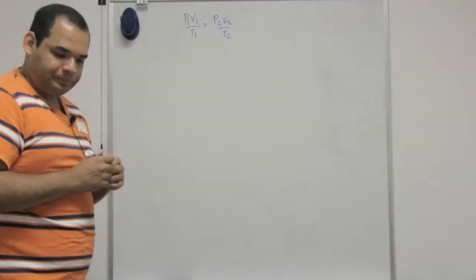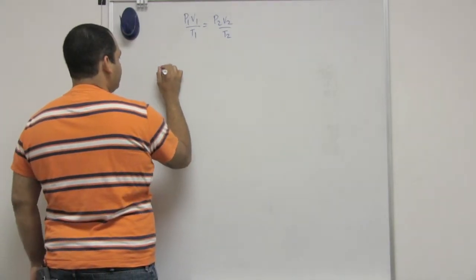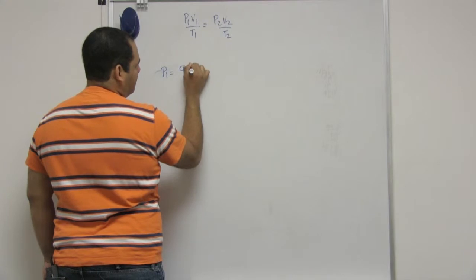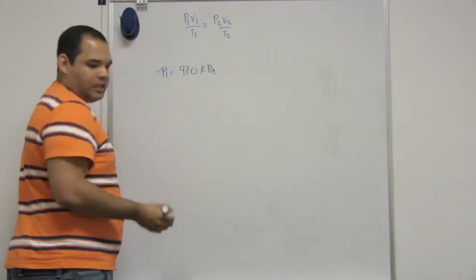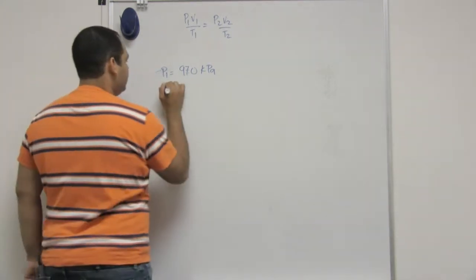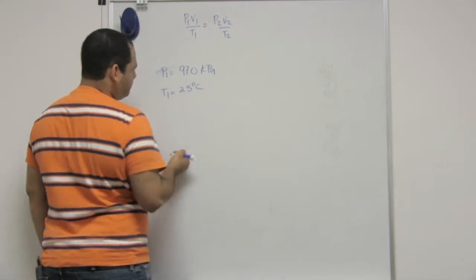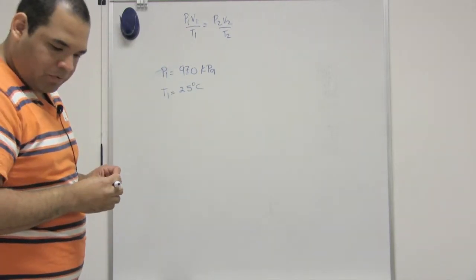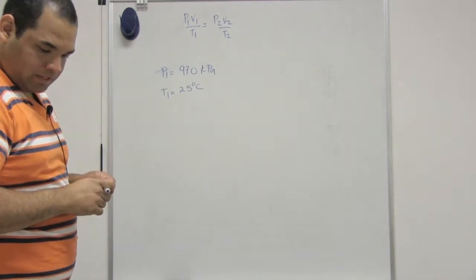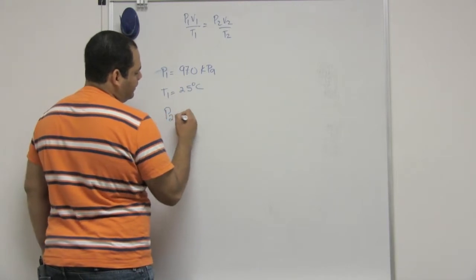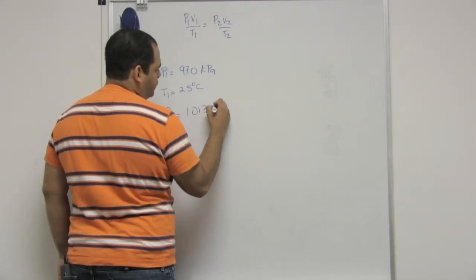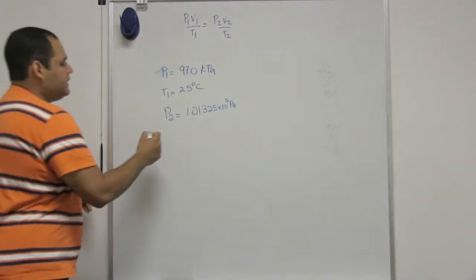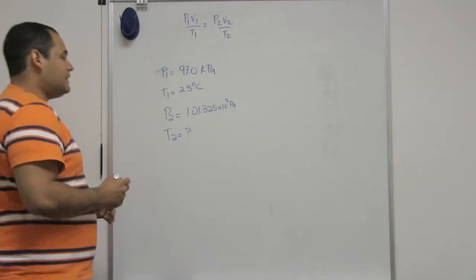Let's write it down. So here, my volume, its constant, is 10 liters. My pressure 1 is equal to 97.0 kilopascal. Okay? And my temperature 1 is equal to 25 Celsius. And it says that the pressure will go to a standard pressure. Therefore, my standard pressure is 1.01325 times 10 to the 5th Pascal. Okay? So, what is the temperature 2, in Celsius?